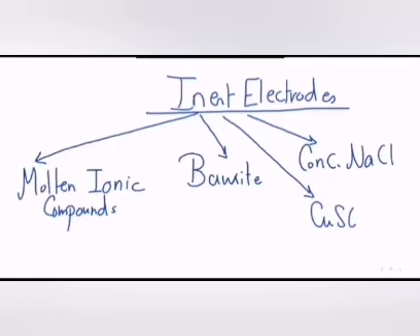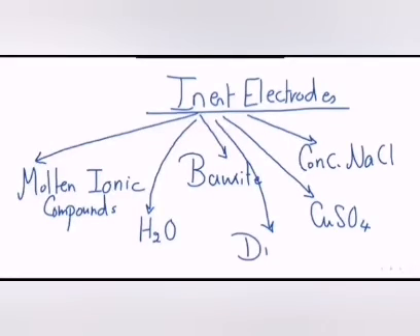sulfate aqueous solution, and when we electrolyze water and also dilute sulfuric acid. So during all these electrolyses, we use inert electrodes. In molten ionic compounds, the non-metal ion gets attracted to the anode and gets discharged as a gas there. The metal ions get attracted to the cathode and are discharged there.